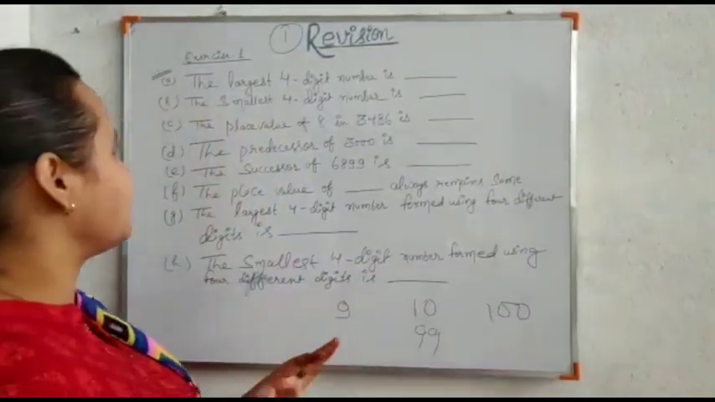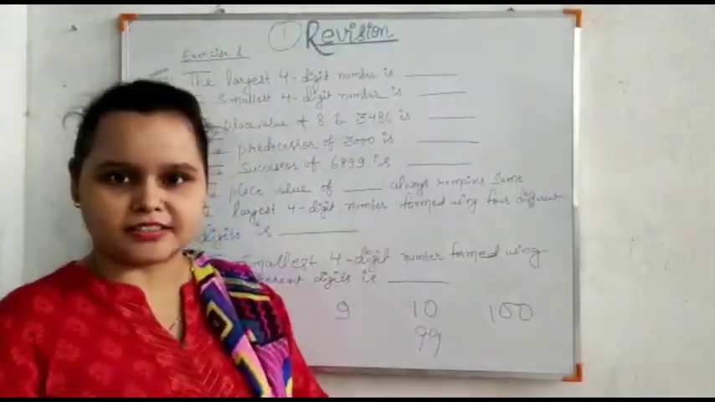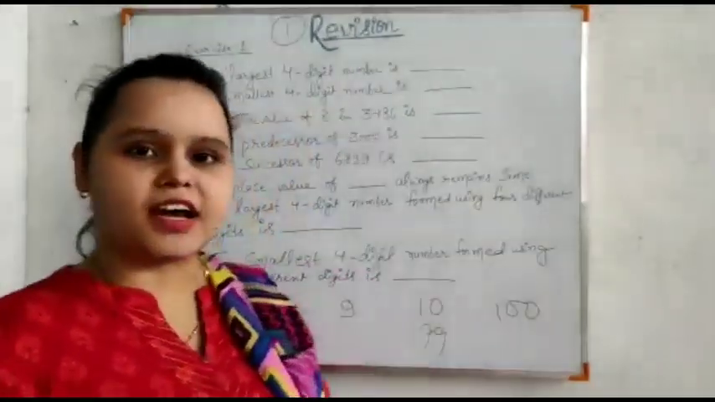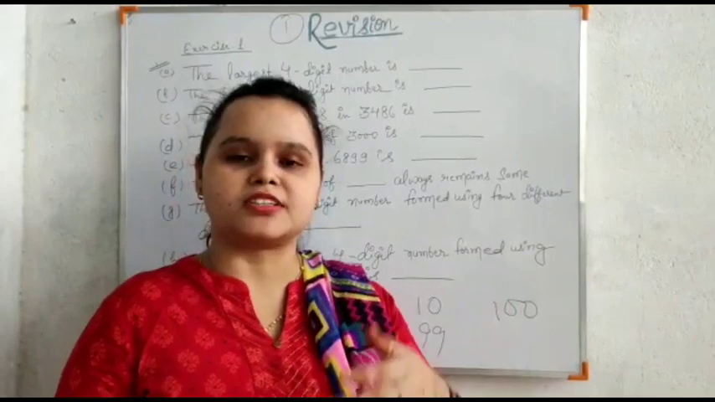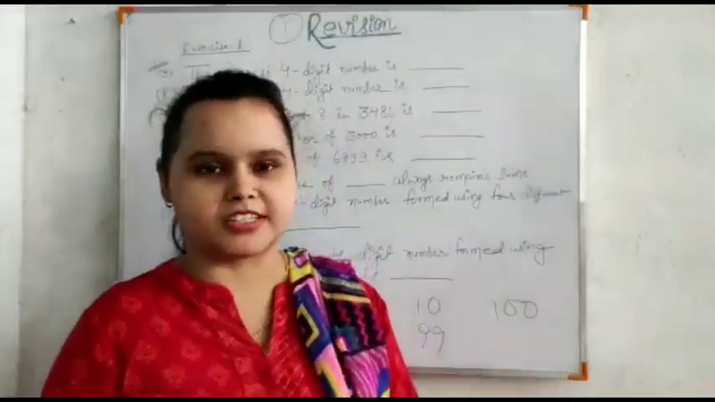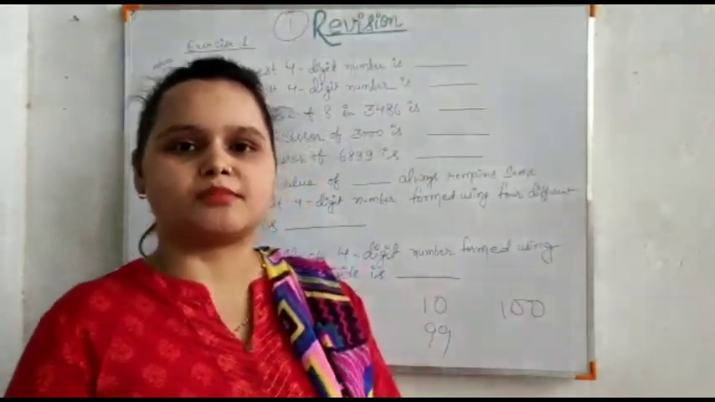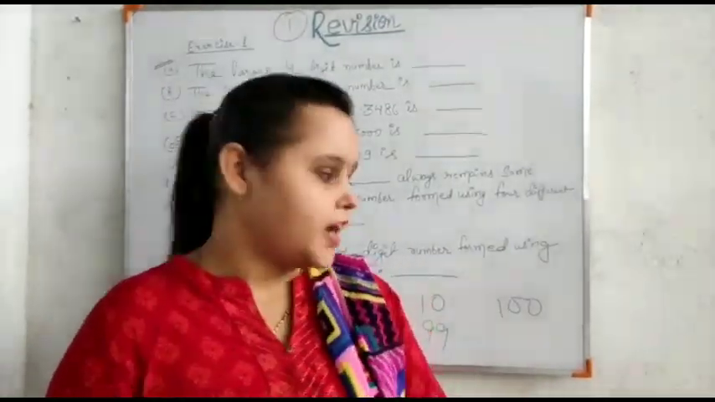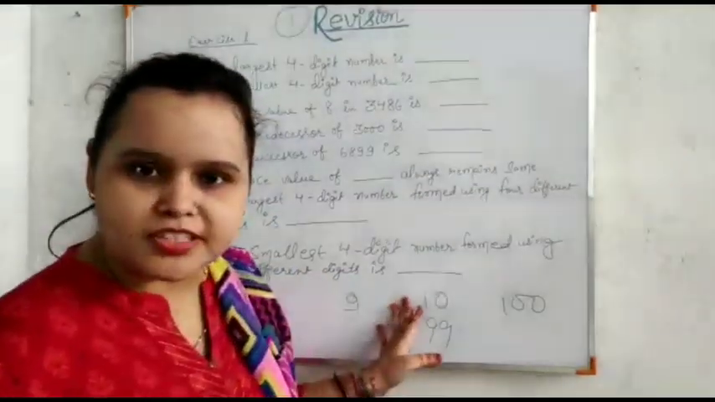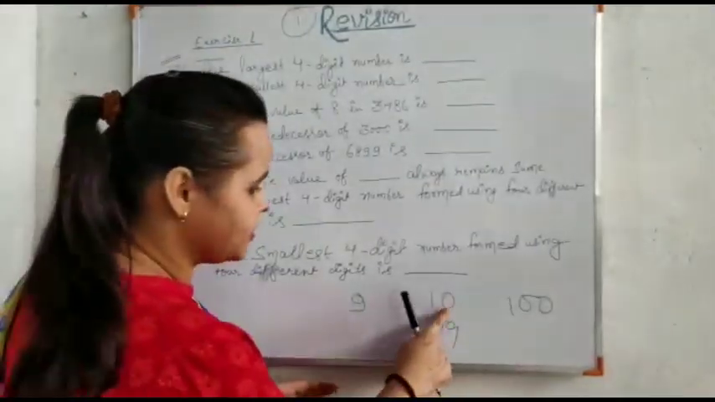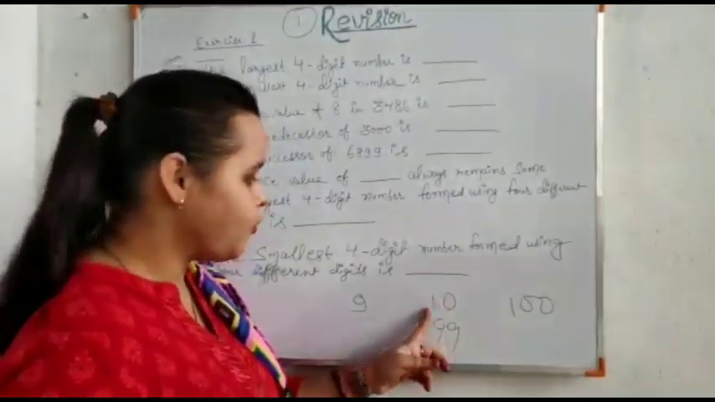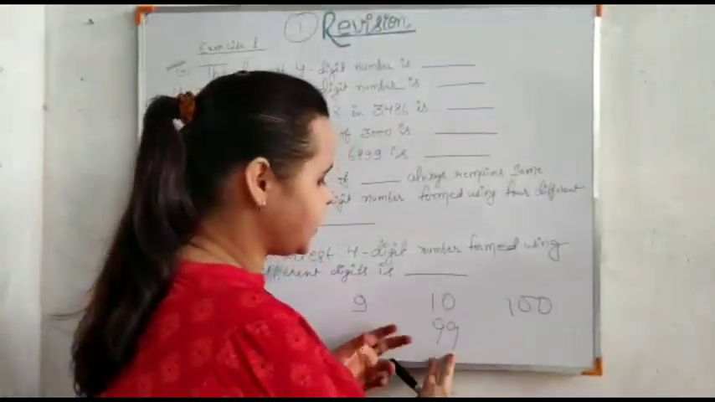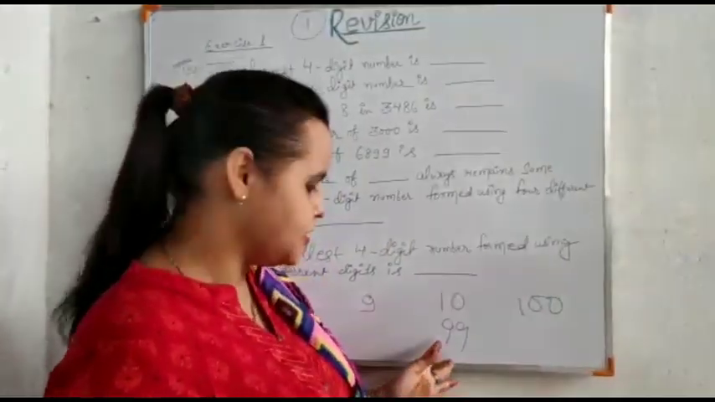Now the first question is: the largest 4-digit number is. We read in previous classes what the largest and smallest numbers of 1 digit are. The smallest 1-digit number is 1 and the largest 1-digit number is 9, and the smallest 2-digit number is 10. 0 is the first digit, 1 is the second digit. So 10 is the smallest 2-digit number and 99 is the largest 2-digit number.